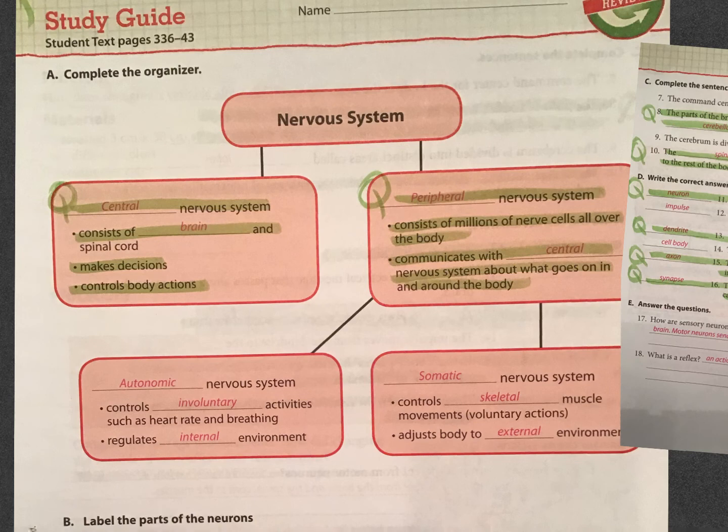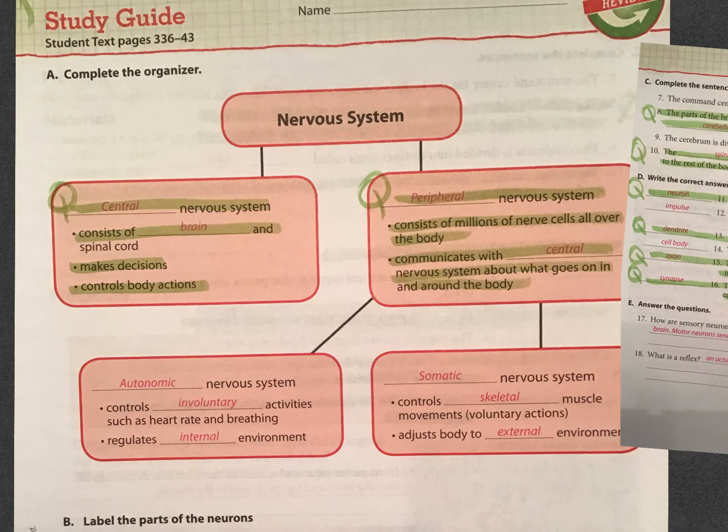Now, the peripheral nervous system is broken down into the autonomic and the somatic. The autonomic nervous system controls involuntary activities such as your heart rate and breathing. And then it also regulates internal environment. You don't need to know this for the quiz, or you don't need to have that highlighted. Let me put it that way. Somatic nervous system controls your skeletal muscle, and of course that involves your movements. And it adjusts the body to the external environment. That's the things around us, on the outside around us, okay?